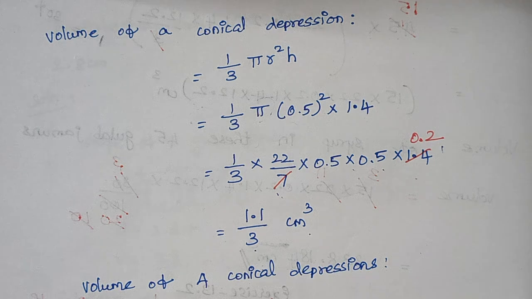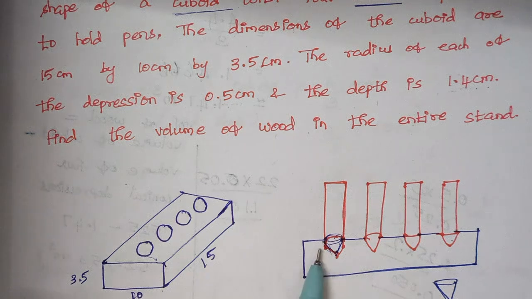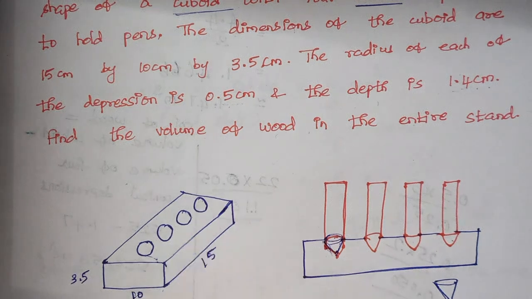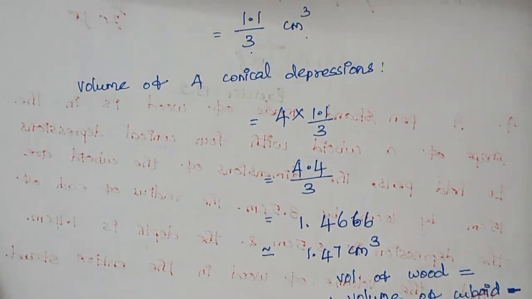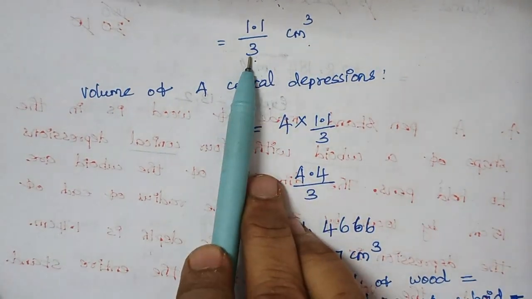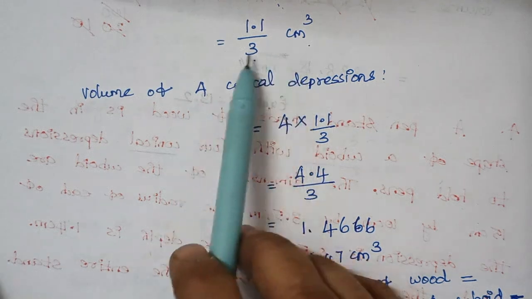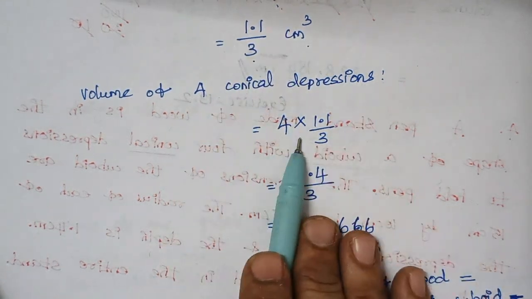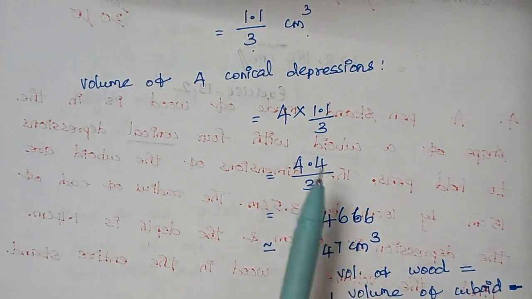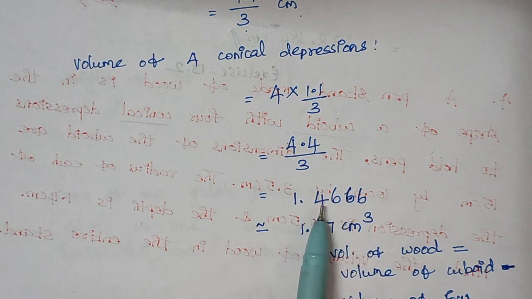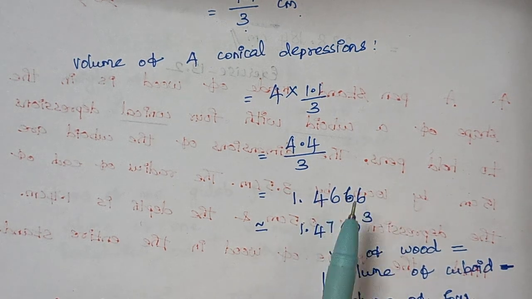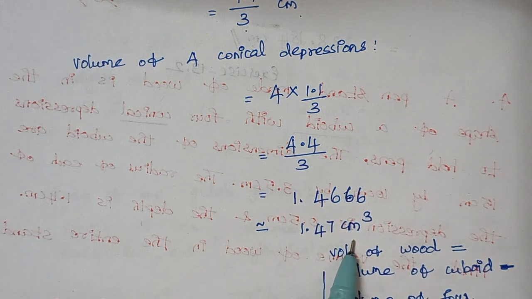How many conical depressions do we have? We will look back at the problem. We have 4 conical depressions: 1, 2, 3, 4. Therefore, the volume of 4 conical depressions will be, since this is the volume of a single conical depression, and we have 4, we multiply this term by 4. So 4 into 1.1 by 3, which is nothing but 4.4 by 3. When you simplify, we get 1.4666 and it goes on, so I am writing it as 1.47 centimeter cube.